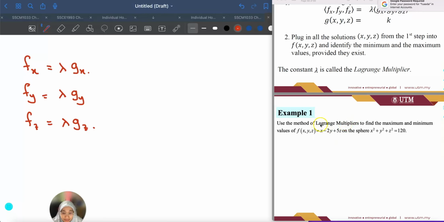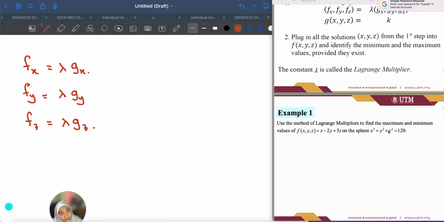Use the method of Lagrange multiplier to find the max and the min value of the given function on the sphere. So you have a function. You want to find the max and min value of f with the condition that it is on the sphere. So this function is on the sphere. This sphere is just like a constraint.